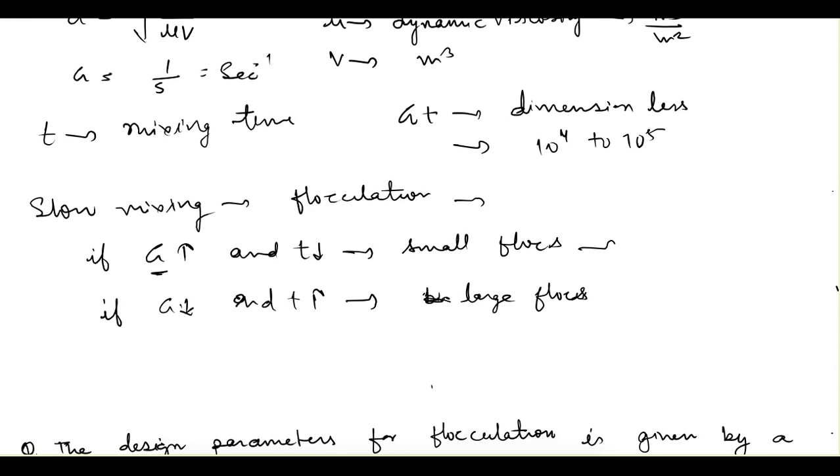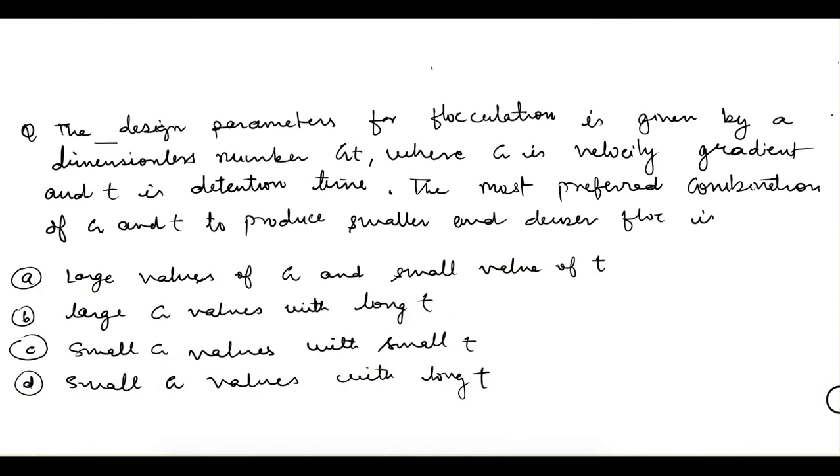So this first one is adopted in flash mixer and the other one is adopted in flocculation tank, because we want these flocs to increase in size, then the settlement can take place. So then we have some questions which have come in GATE.